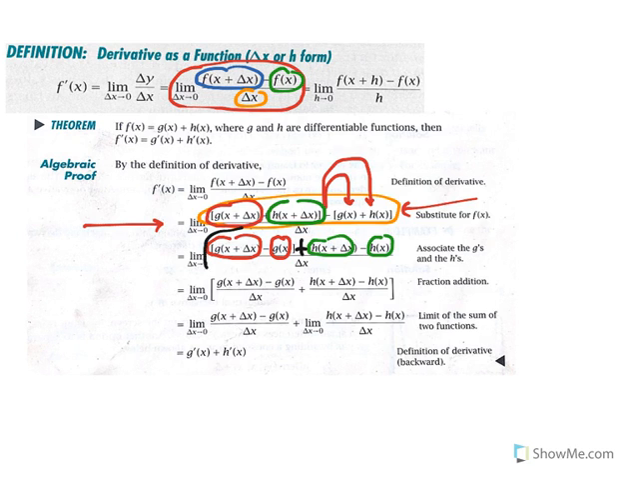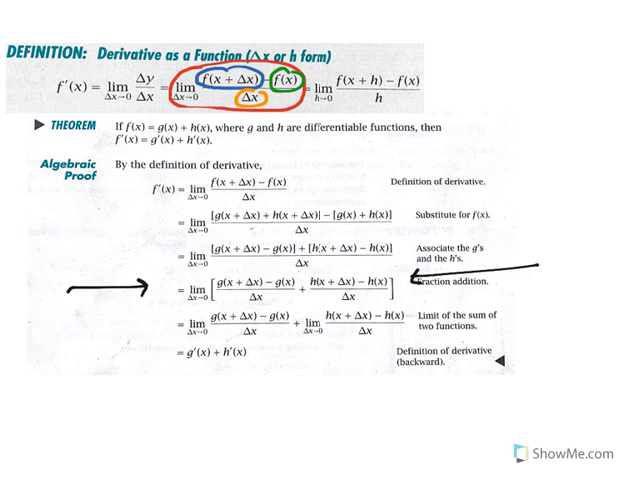Now you have here a fraction, and you can write that as a sum of two fractions with a common denominator of delta x. So now what you see is you have the limit as delta x approaches 0 of a sum. You have the limit of a sum, and in chapter 2, we learned how to find the limit of a sum of two functions. It is the sum of the limits. So you find the limit of each function and add the two limits together to find the limit of a sum of two functions. And now take a look at the line that we're on.